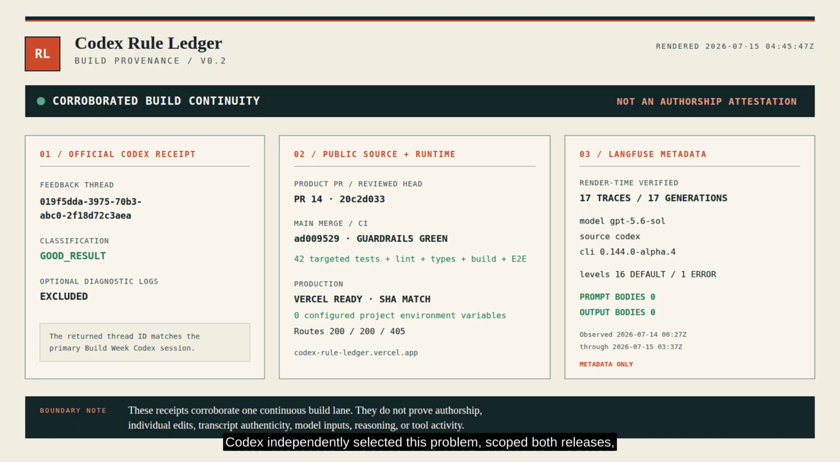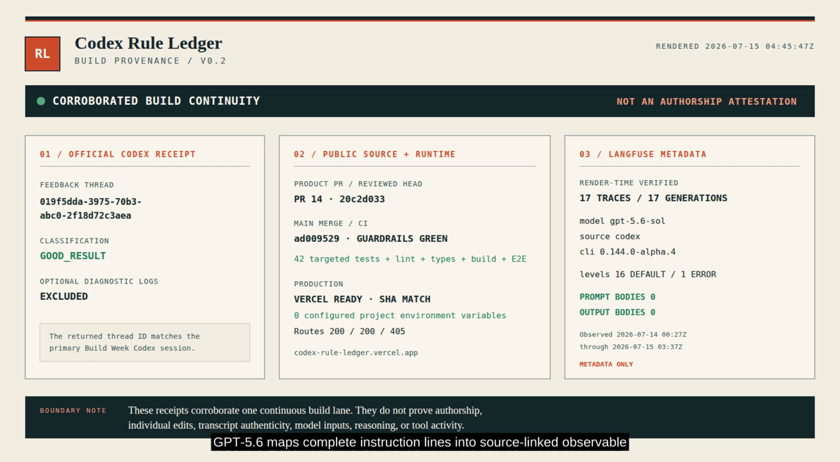Codex independently selected this problem, scoped both releases, and made the key architecture decision. GPT should understand instruction semantics, while deterministic code must own truth. It implemented each vertical test-driven slice, drove adversarial review repairs, deployed the keyless demo, and packaged this submission. Dan retained credentials, spend, eligibility, and publication authority.